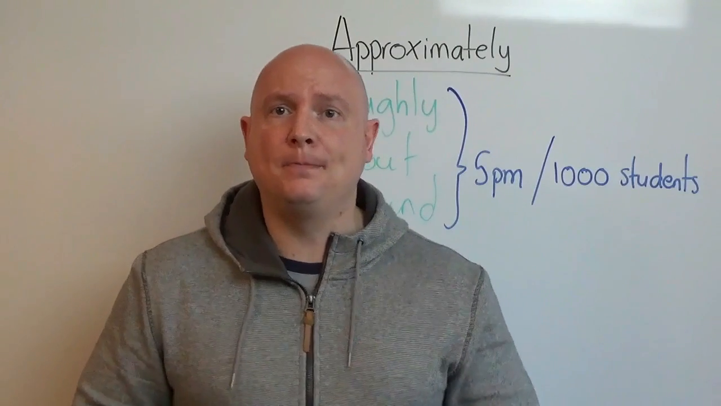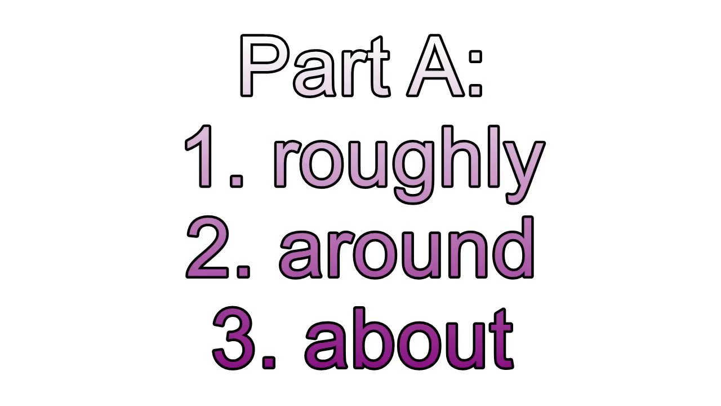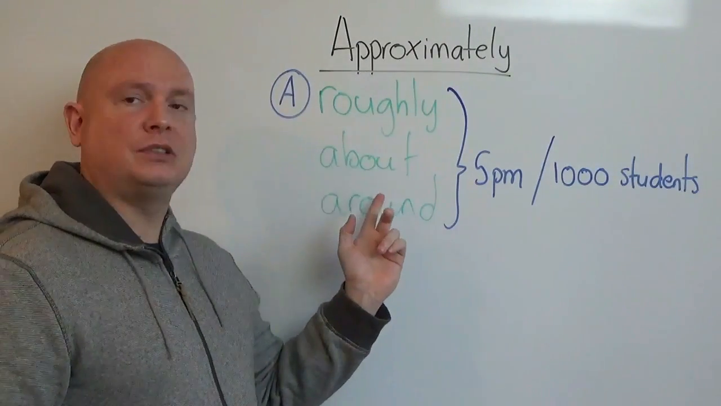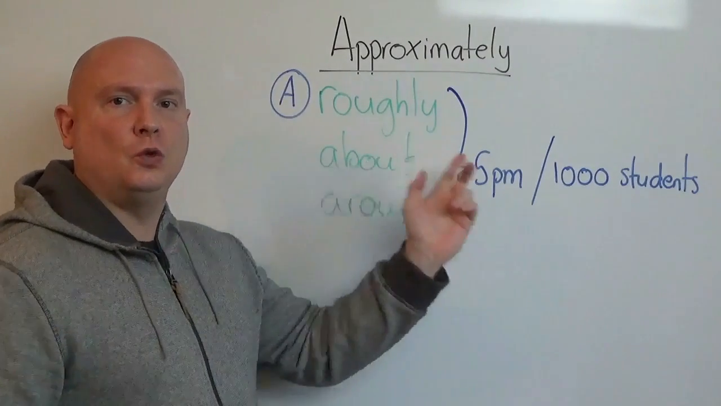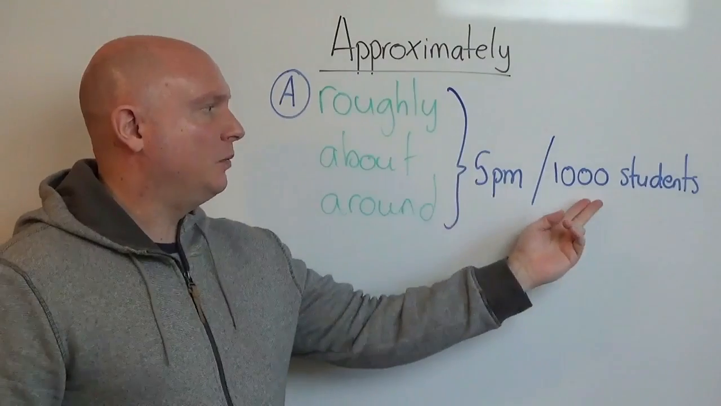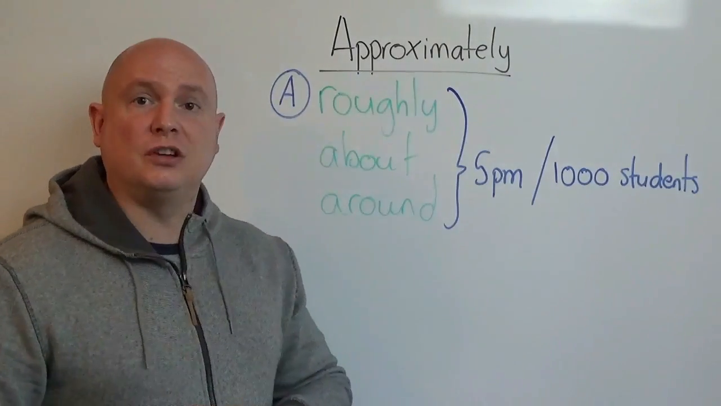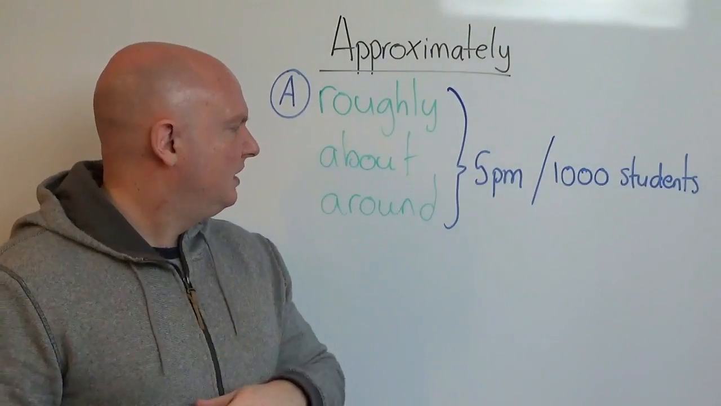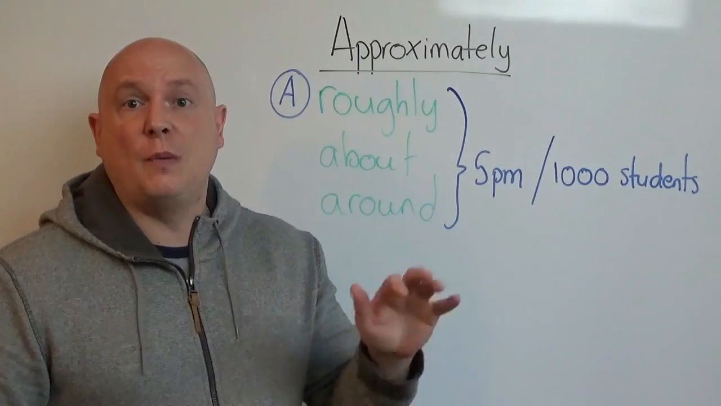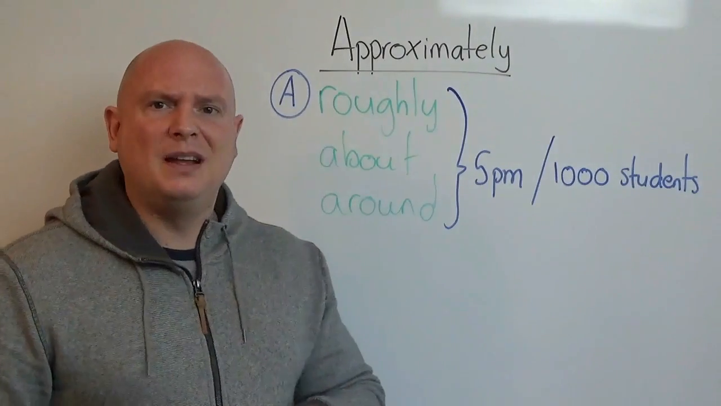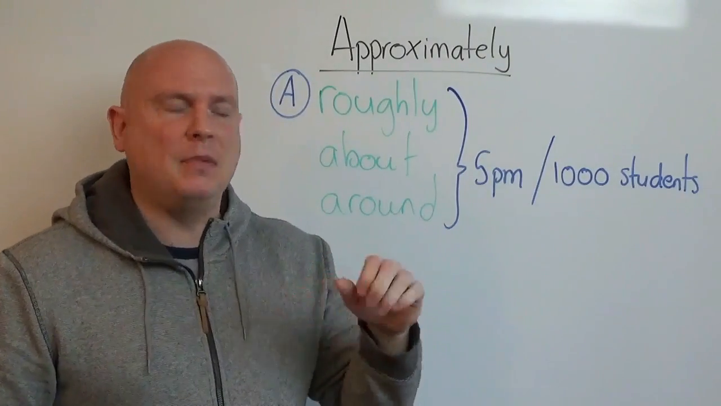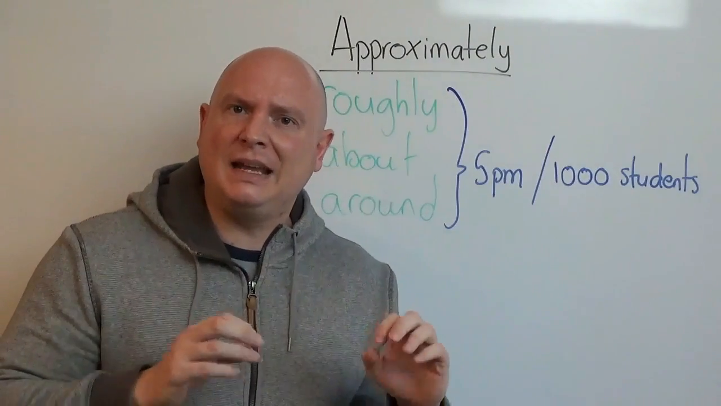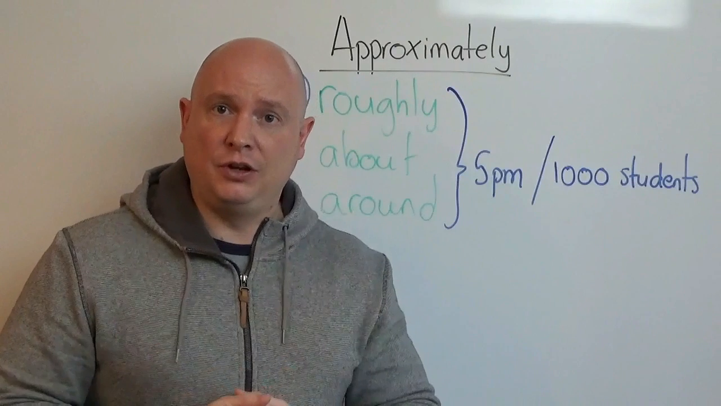Let's have a look at the first part, part A. We have the words roughly, about, and around. We can use all of these with the time and with, say, for example, how many students are in your class? Roughly 1,000, about 1,000, around 1,000 students, and also approximately 1,000 students. What's the time? It's roughly 5 p.m. It's about 5 p.m. It's around 5 p.m. Not exactly, but almost.